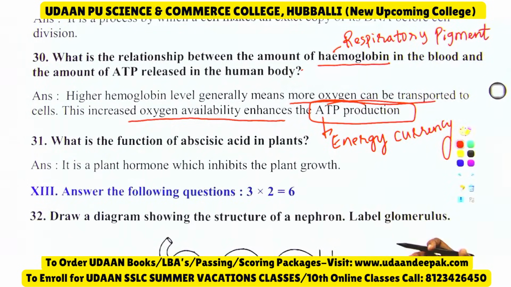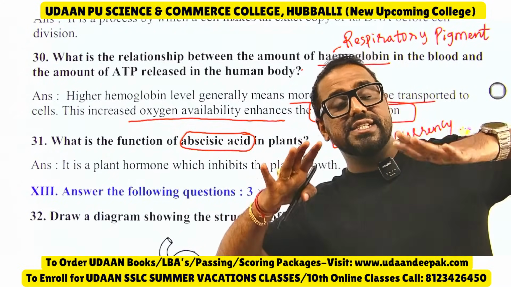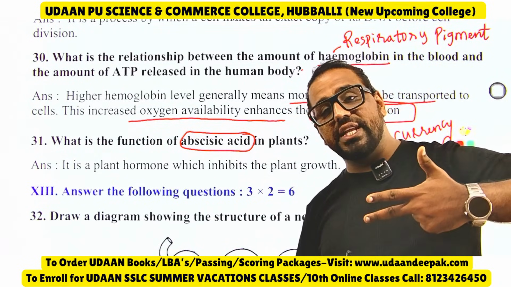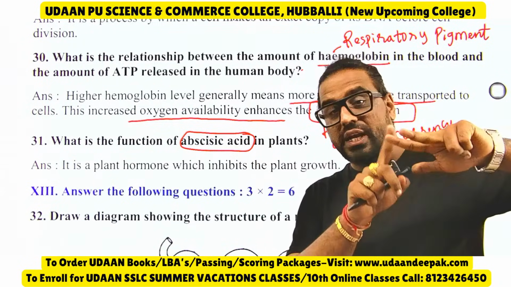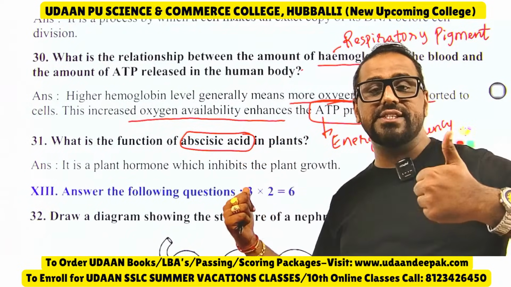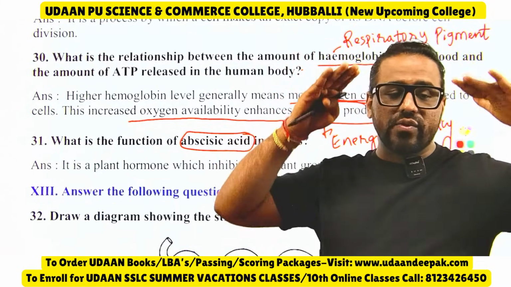Then, what is the function of abscisic acid? You know abscisic acid is a growth inhibitor. Auxins, gibberellins and cytokinins are growth promoters, whereas abscisic acid is a growth inhibitor. It will make sure that the plant will not grow.